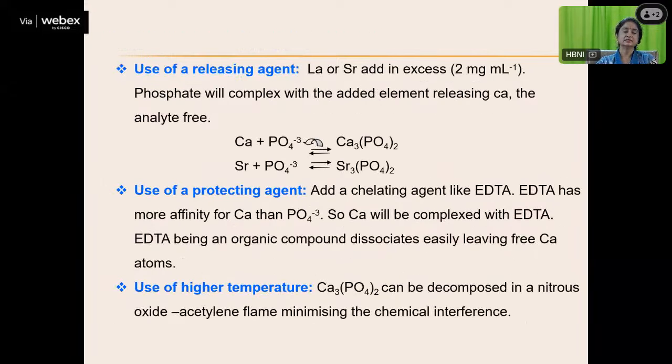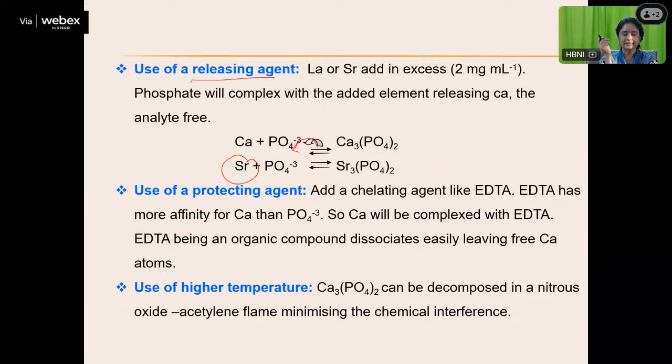In the case of calcium and phosphate, you can use a releasing agent like lanthanum or strontium. You add an excess of either lanthanum or strontium to the solution. So what will happen there? Your calcium is in the ppm range, in complex form with phosphate. Now when you add lanthanum or strontium, the phosphate will complex with these because they are in a higher quantity. So this equilibrium will revert back towards the atom form of calcium. Your calcium will be released for analysis, and therefore it is known as a releasing agent.